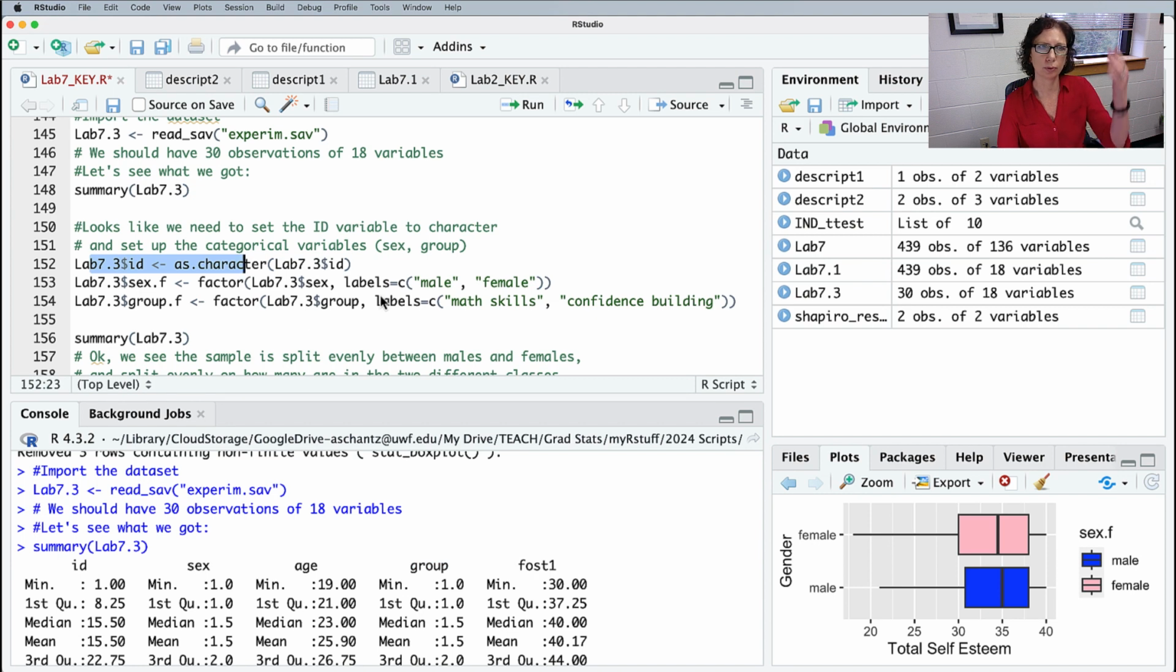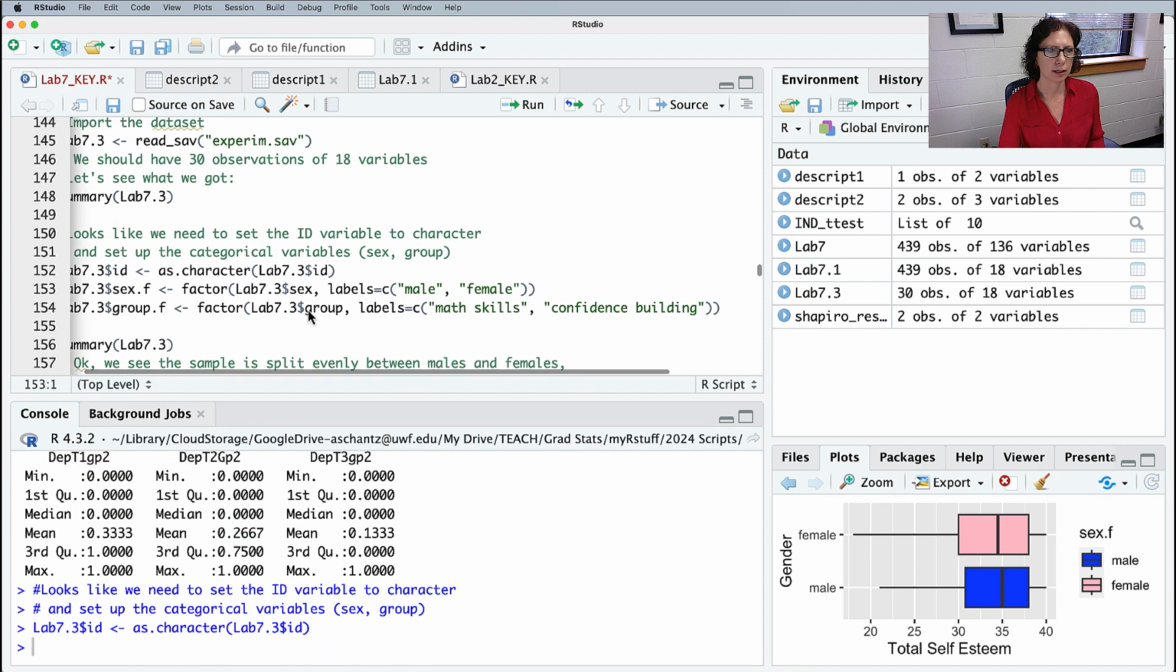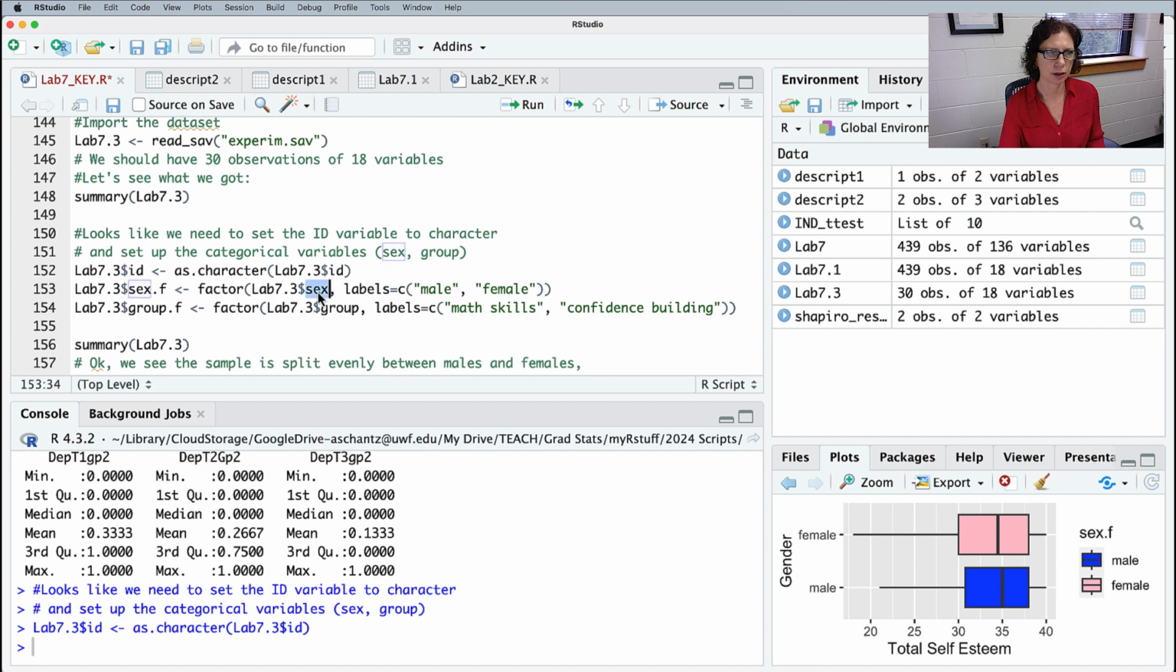Same thing we did before. To set the ID as a character, we just let R know to recode the ID variable to a character and then write it on top of the ID variable already there. So that's not going to add an extra variable. But then these, where I'm saying take the sex variable and now write it onto a variable called sex.f, that's 2 different things to R. But I'm converting the sex variable to a factor and giving it the labels, just like we did in Lab 2 and earlier in this lab.